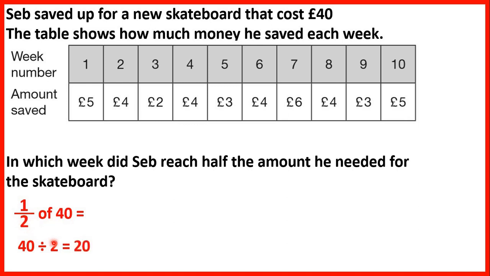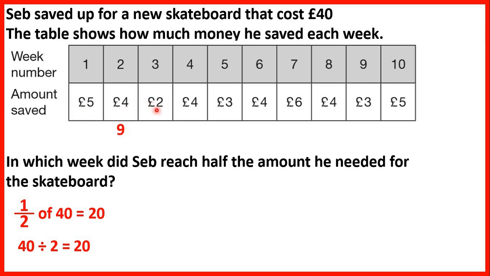And 40 divided by 2 is 20, because 4 divided by 2 is 2, and if we have an end zero in our dividend, we need an end zero in our answer. So because half of 40 is 20, we need to find in which week did Seb reach £20. So in 1 week, he'd saved £5, and then in week 2, he saved another £4. So that's £9 altogether, because 5 plus 4 is 9.